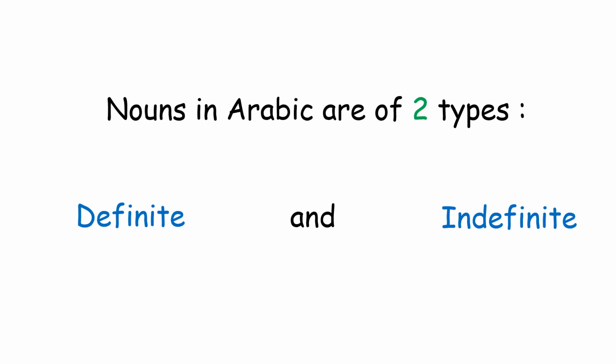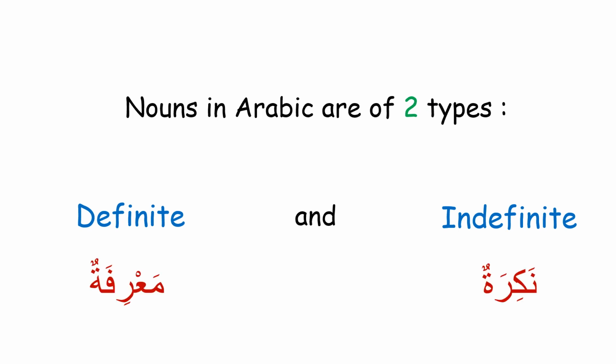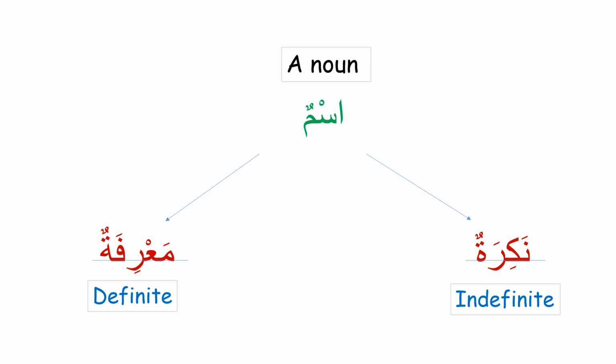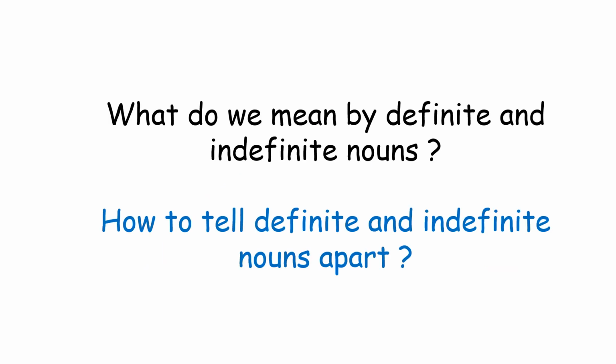Just like in English and based on their meaning, nouns in Arabic are of two types, definite and indefinite. معرفة ونكرة. Again, معرفة ونكرة. معرفة means definite, nakira means indefinite, and obviously wa stands for and. So again, الاسم can either be definite, معرفة, or indefinite, nakira. Now, let's see what do we mean by nakira wa ma'rifah and how to distinguish between the two.